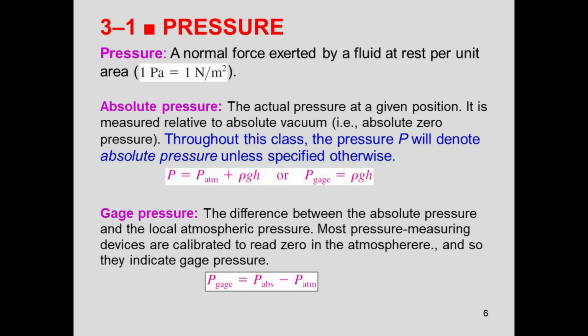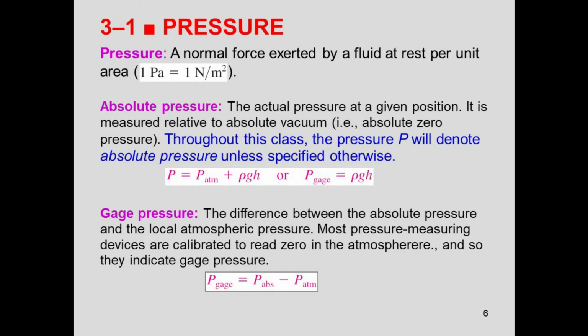For a situation where the pressure is due to a static fluid, pressure is the normal force exerted by a fluid at rest per unit area. There are two types of pressure, absolute pressure and gauge pressure. Absolute pressure is the actual pressure at a given position, measured relative to the absolute vacuum. So we can see in the equation, P absolute is equal to P atmosphere plus ρgh, where ρgh is also the gauge pressure for the given position.